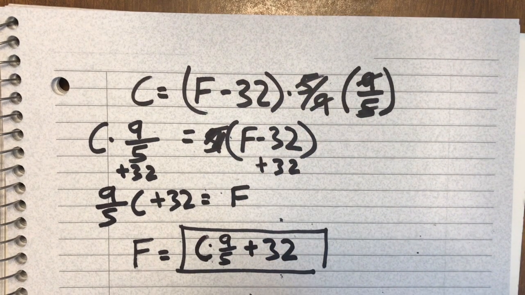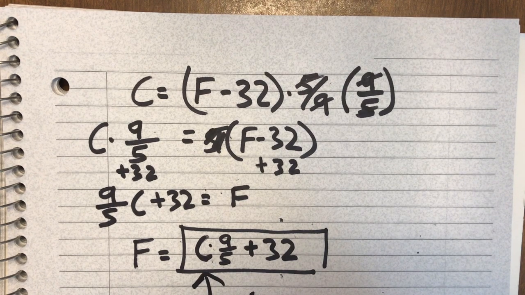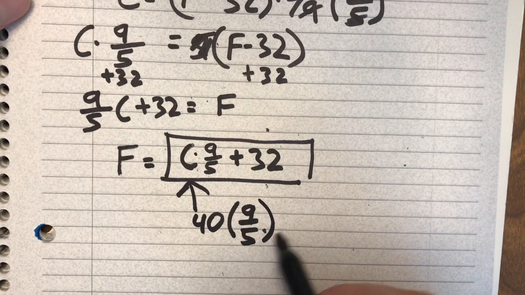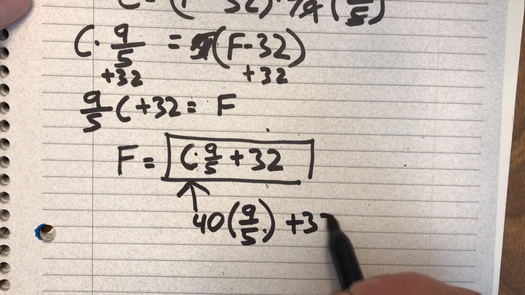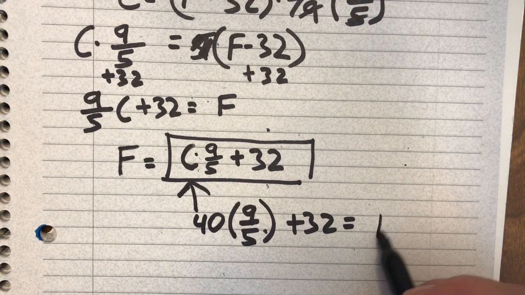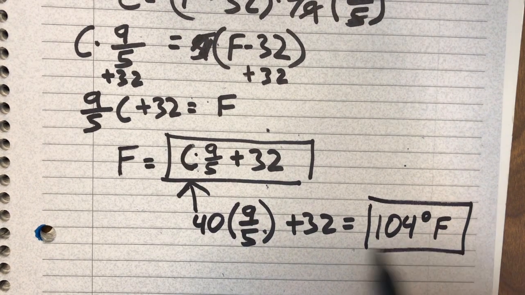And that's the formula. So if I knew the Celsius temperature, like 40 perhaps, I could plug 40 in there and we could figure out what that temperature is. So 9/5 times 40 plus 32, and that will tell us the temperature. And that is indeed pretty warm. It comes out to be 104 degrees Fahrenheit. So that is very hot.